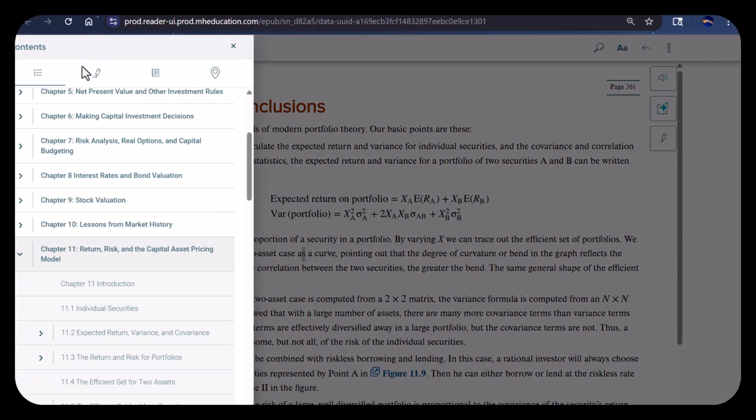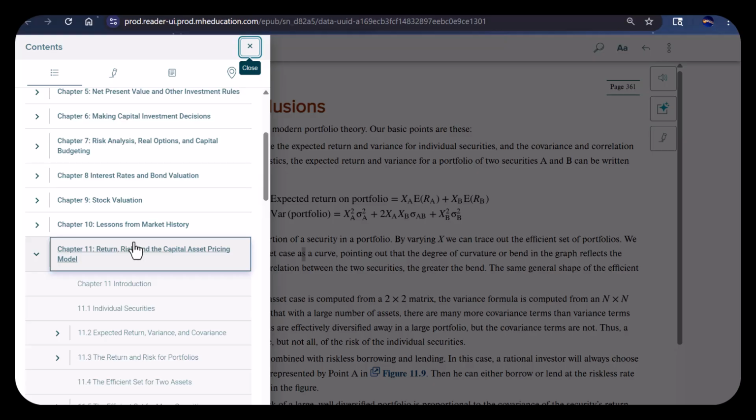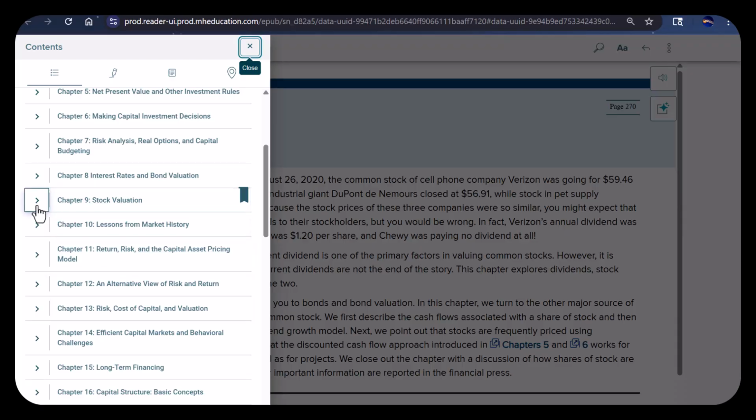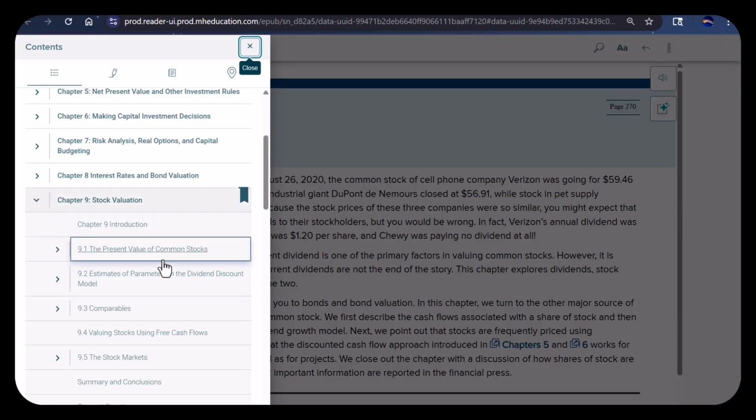Let me show you here. Not 7. In the previous book, that was chapter 7. Chapter 9. We're going to be responsible for sections 9.1, 9.2, 9.3, and 9.5, which is pretty much reading about the stock market. You don't need me to go over it.